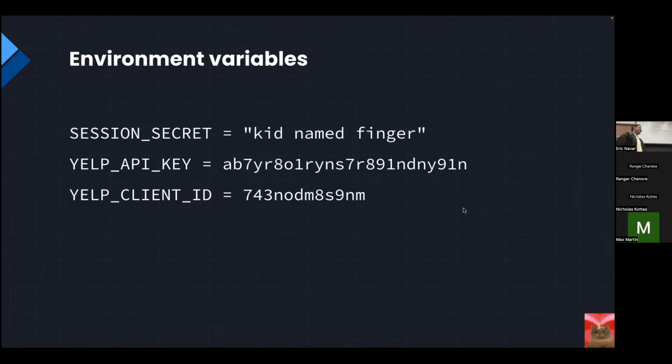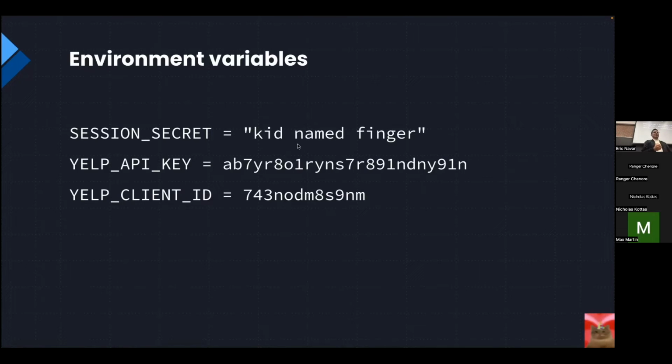All right, environment variables. These are actually environment variables that we use in Ranger and I senior project. Don't screenshot this. But yeah, environment variables are just any data that you want your project to have, but you don't want anyone else to publicly access. An example of this is any API key.